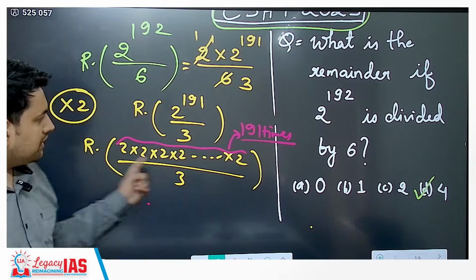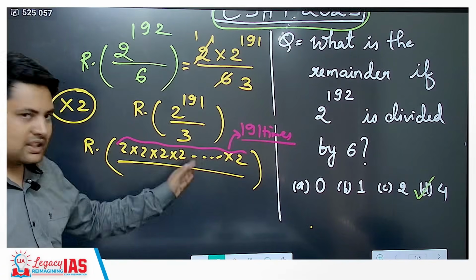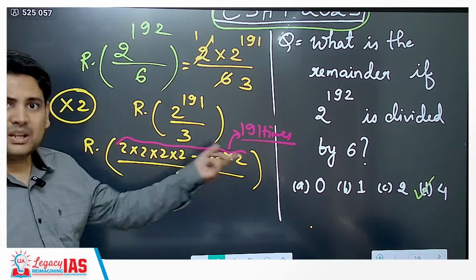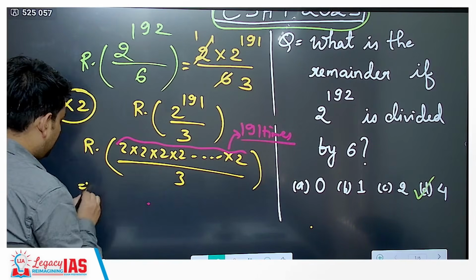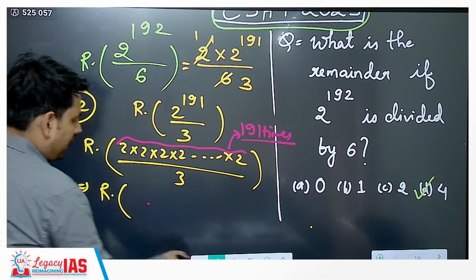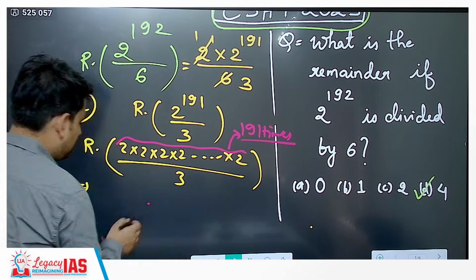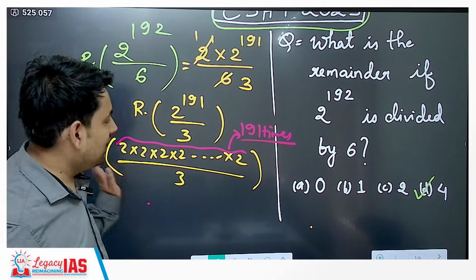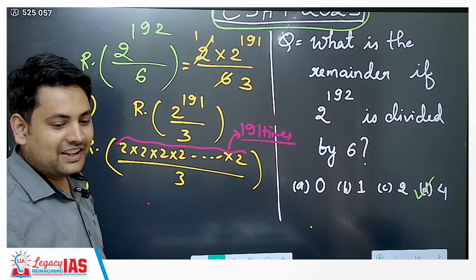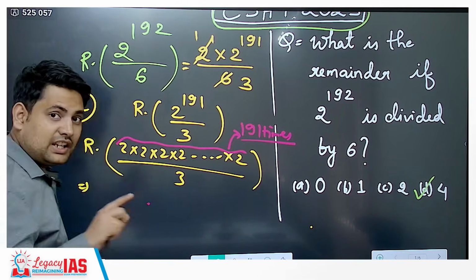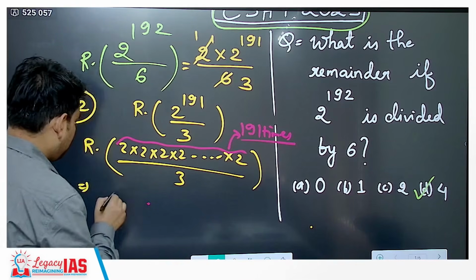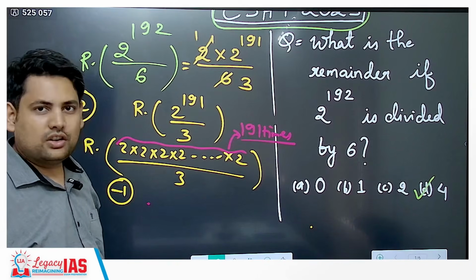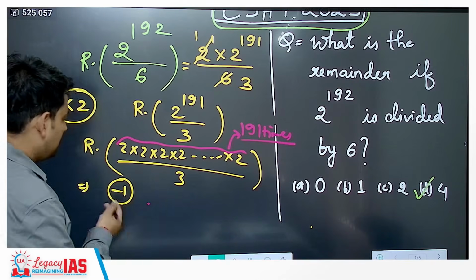Now, if 2 is written 191 times, by the remainders distributive property we know that we can see them separately also. So 2 divided by 3 will give you the remainder of 2 divided by 3. Think in terms of negative remainder. Otherwise, what's the point of all this? Okay. So negative remainder: 2 divided by 3 can give you a negative remainder of minus 1. What is the multiple of 3 just above 2? It is 3, and 2 minus 3 is minus 1. So this is minus 1.